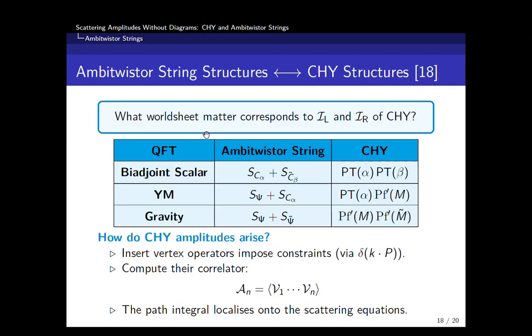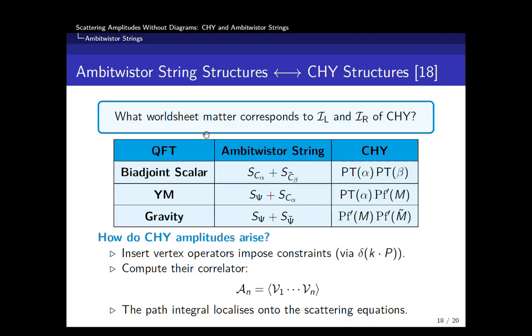And how we get the CHY amplitudes is very much like a string theory amplitude computation. You take your path integral, you insert your vertex operators that impose constraints, and you make sure all of your gauge redundancies are taken care of. These vertex operators represent our external particles. When you compute their correlator, the path integral localizes on the scattering equations. And basically that's just a quick summary of how you can get your CHY amplitude from this parent theory.